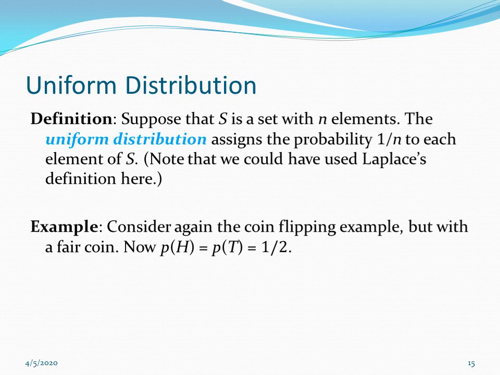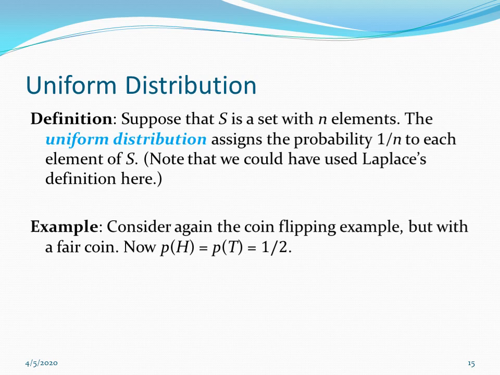Here are examples of probability distributions, starting with the uniform distribution. Suppose S is a set with n elements. The uniform distribution assigns the probability of 1/n to each element of S. We think of S as a sample space that has n possible outcomes. The uniform distribution assigns equal probabilities, simply 1/n for each element of S. But this is the same, of course, as our original definition of probability in the case of equally likely outcomes.